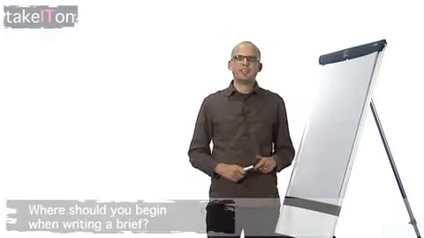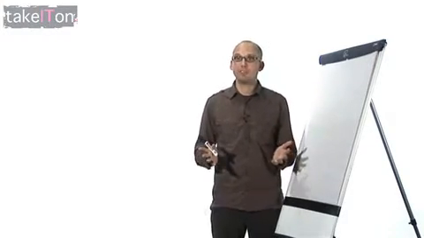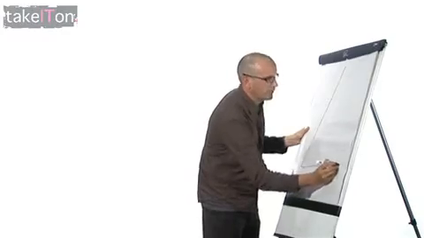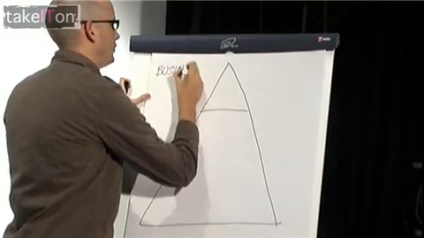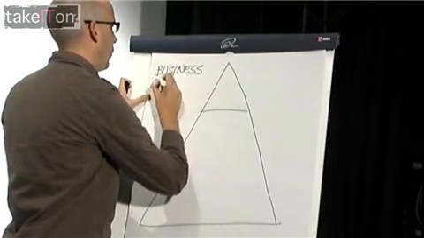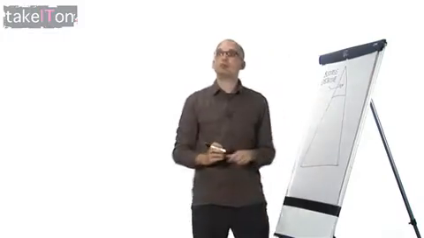Where should you begin when writing a brief? You should begin by taking a massive step back, and you should start off by saying, why have you got a website? Or for that matter, what is the aim of your business? Let me show you what I mean. Think of the process as a pyramid. At the top of it, you've got your business objectives. Now your business objectives are basically, as I said, why does your site exist? So for example, you might be selling frozen meals to old people. That might be your business.